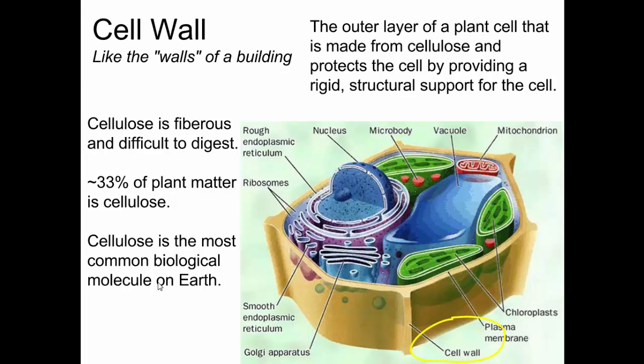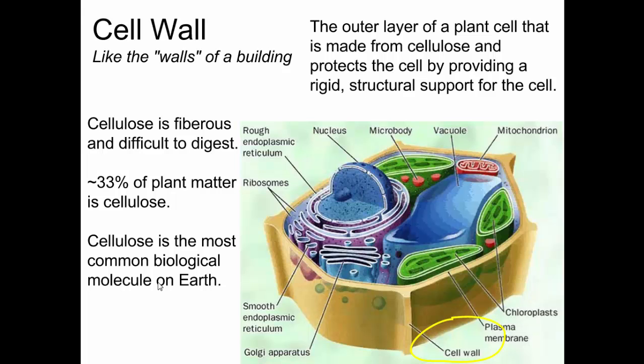Plant cells, and only plant cells, have a cell wall. Animal cells do not have a cell wall. The cell wall is like the walls of a building. It's the outer layer of a plant cell. It's made from cellulose, and it protects the cell by providing a rigid structural support for the cell. So it has cellulose in it. It gives shape and structure to the cell, like it firms it up.